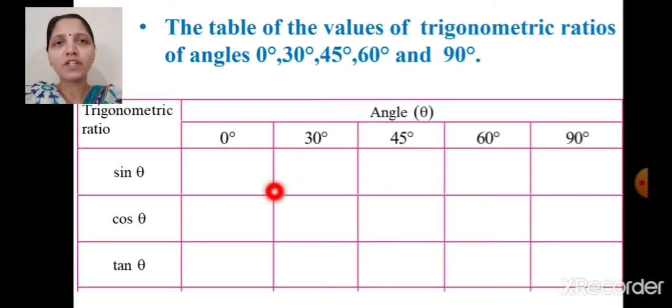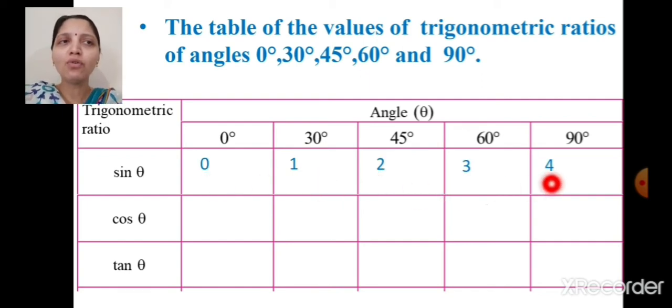So here first I have drawn the table, written all the trigonometric ratios and all the standard angles. Okay. Now first we are going to find the values of sine theta. So what you'll do, you will first write the numbers from 0 to 4 in each of the columns of angles.